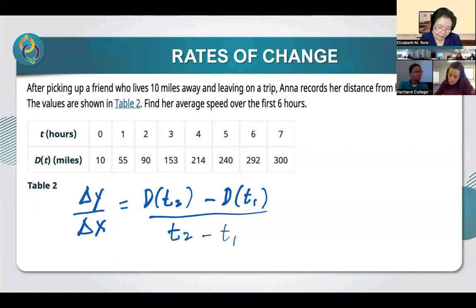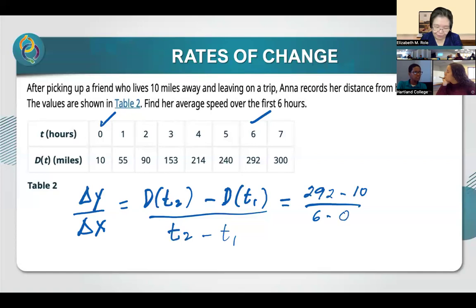So distance t sub 2 is how much? This is 292, from 0 to 6. That's the first 6 hours, okay? So it's 292 minus the 10 at the first hour, divided by, of course, 6 minus 0. It's just the first 6 hours. So it's now 282 divided by 6.